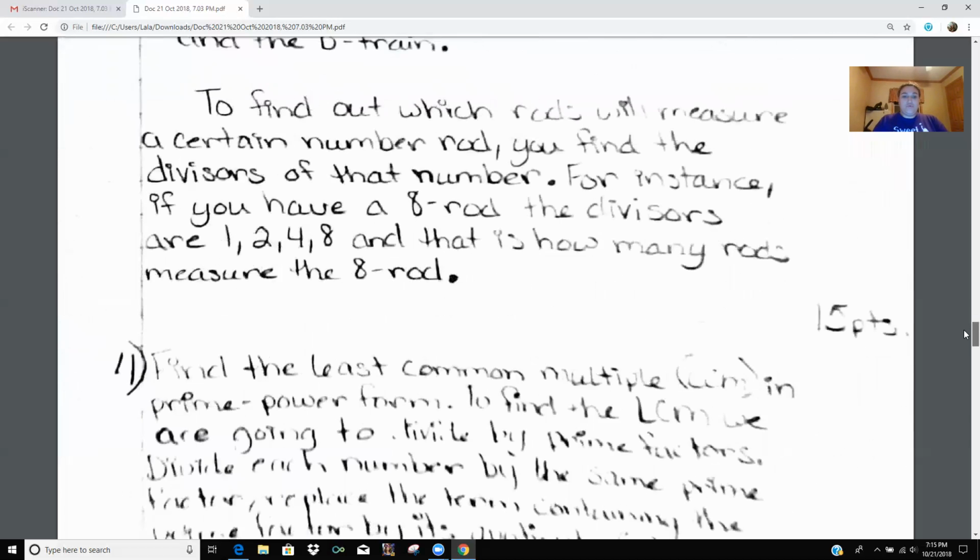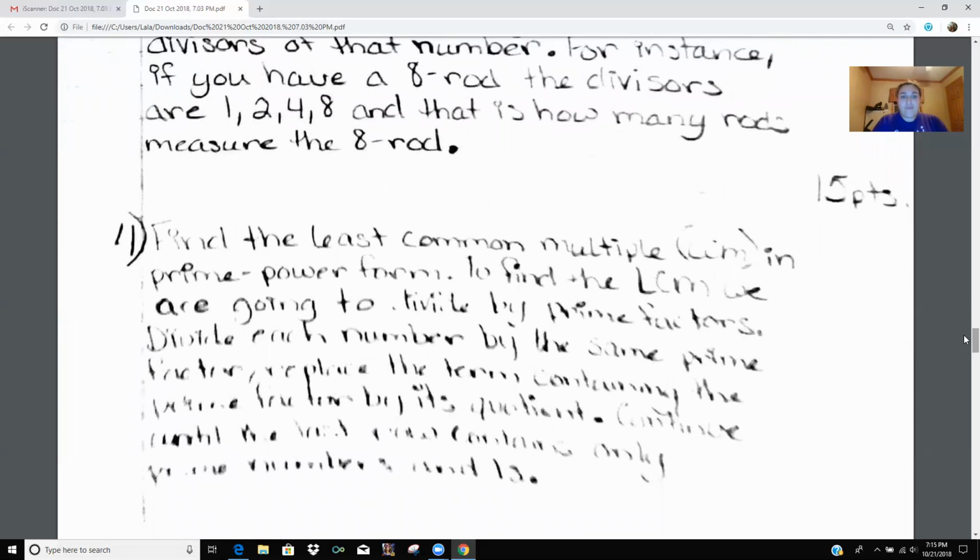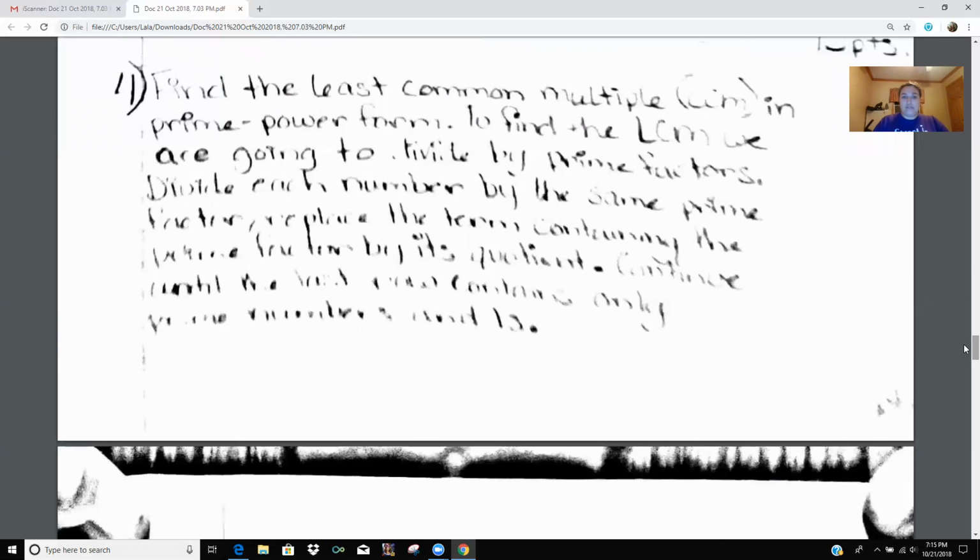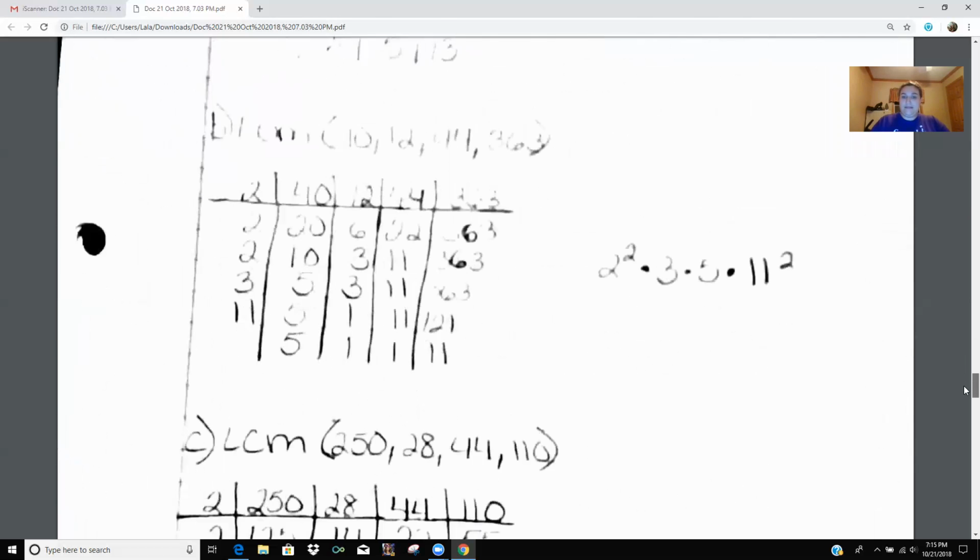Okay, so let's go to our next problem. Find the least common multiple in prime power form. In order to do these, we need to find the least common multiple. We're going to divide by prime factors. So we're going to divide each number by the same prime factor, replace the term containing the prime factor by its quotient, continue until the last row contains only prime numbers and ones. So we'll work a couple of these.